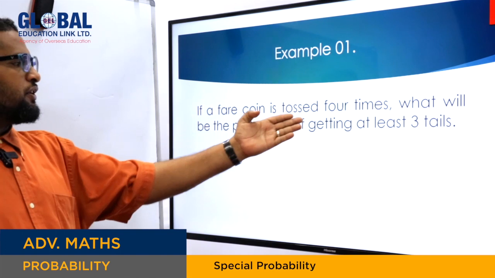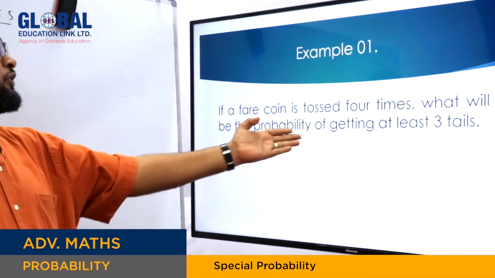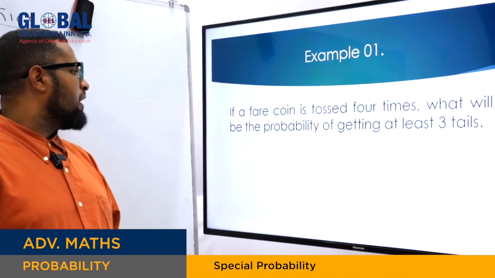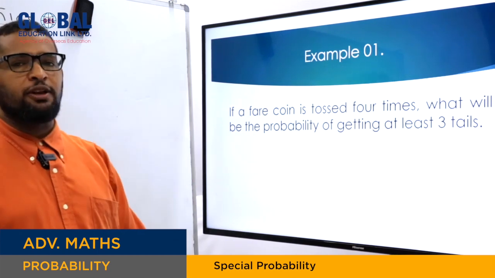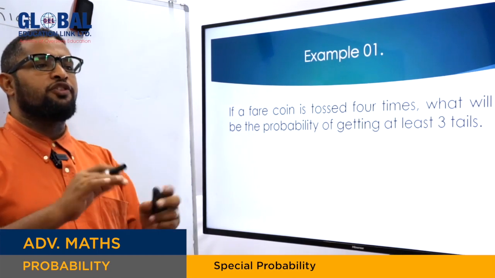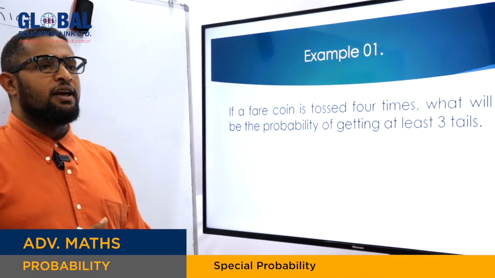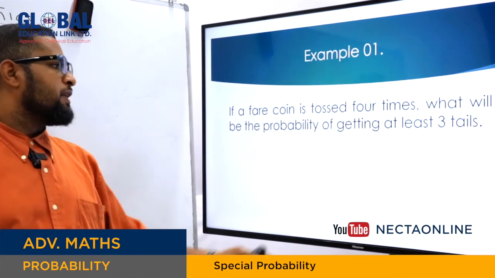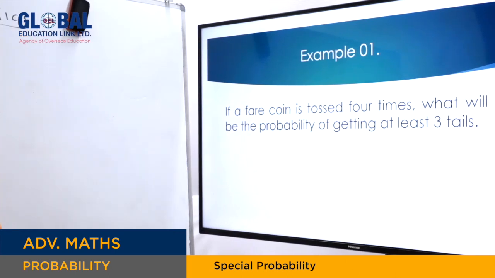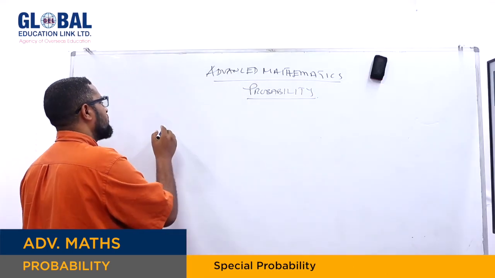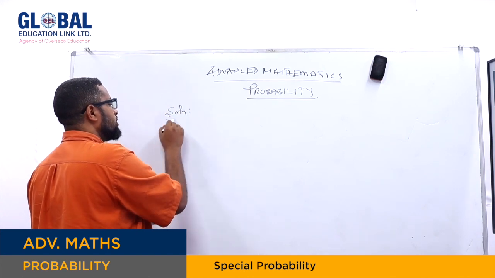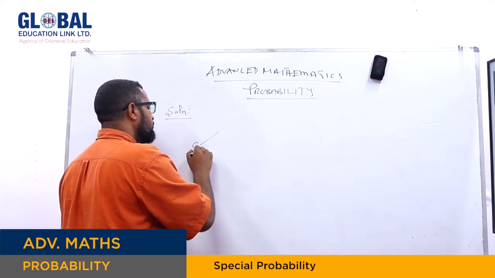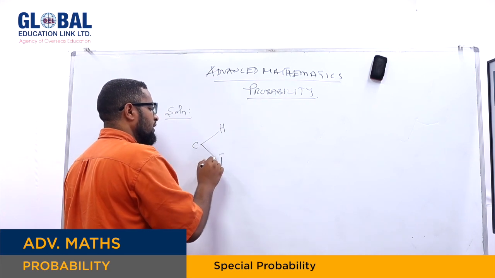If a fair coin is tossed 4 times, what will be the probability of getting at least 3 tails? You need to remember again, when we say a fair coin, it means a normal coin having a tail and a head. This coin is tossed 4 times, so the number of trials is 4, according to the question. Now let's draw data from our question. In the solution, we are given a coin. Remember, a coin has 2 faces, a head and a tail.